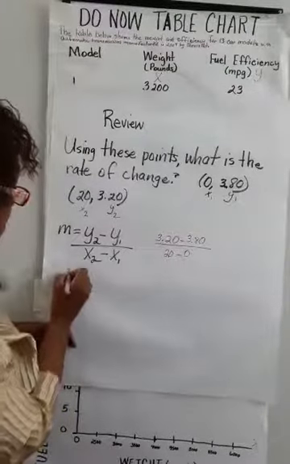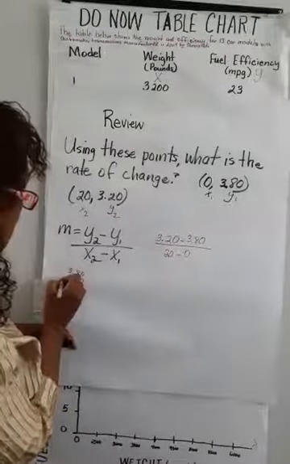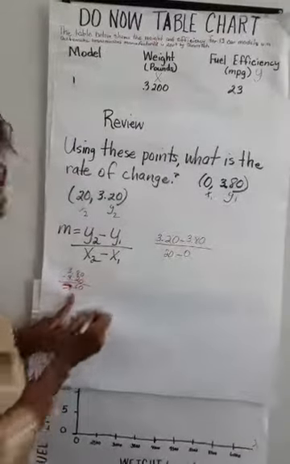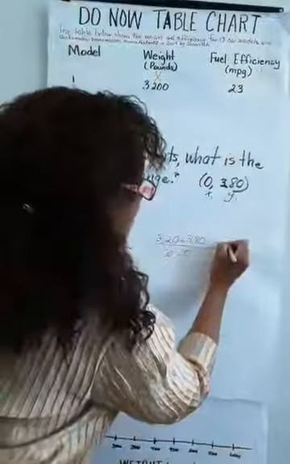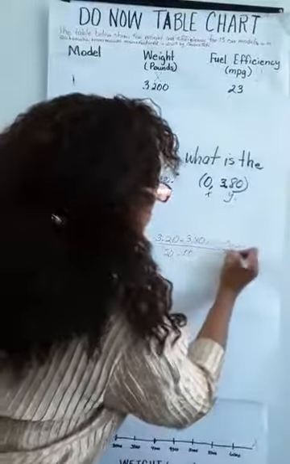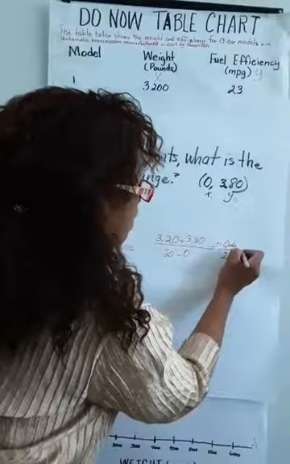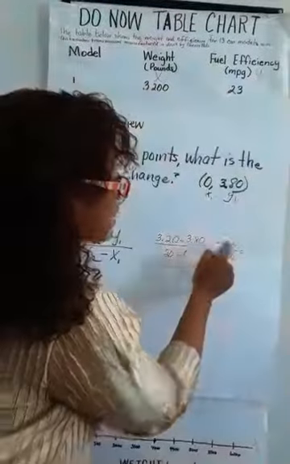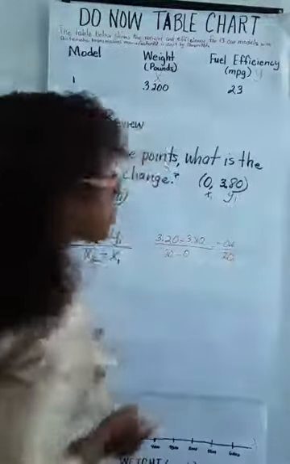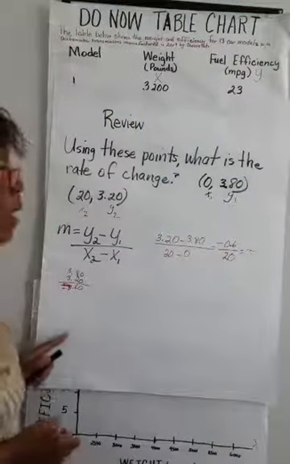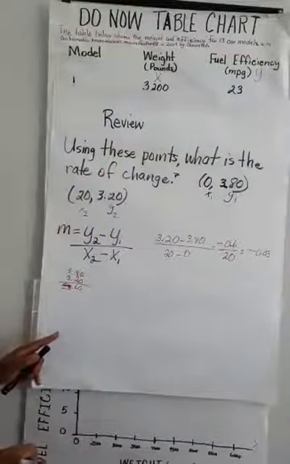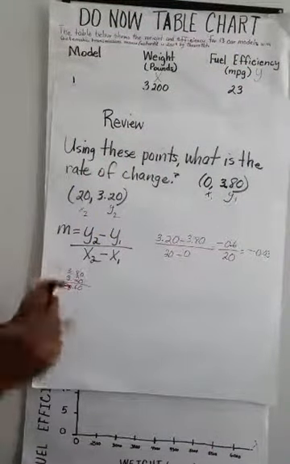3.20 minus 3.80. What am I getting here? A negative 0.6 equals a negative 0.6 over what? 20 minus 0 is 20. So if I were to divide that, I know my answer is going to be negative because this is a positive and that's a negative. So if I were to divide that, I will get a negative 0.03, I believe. So that was our rate of change. And that's how Momo came up with that answer.